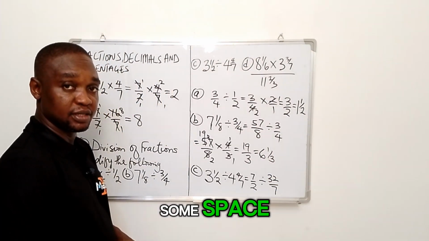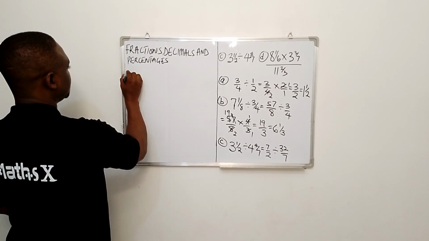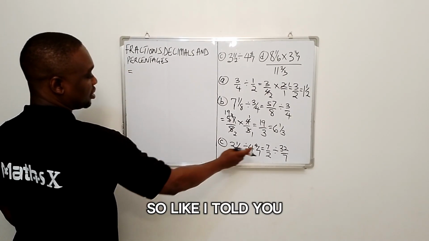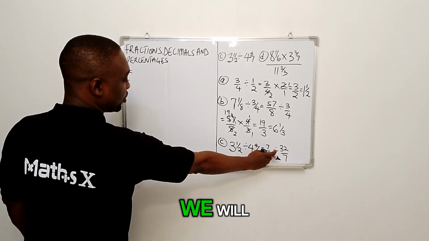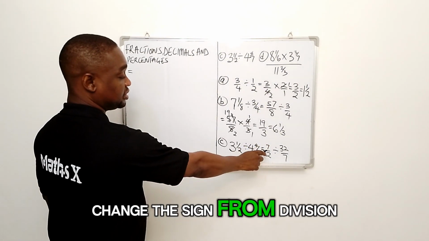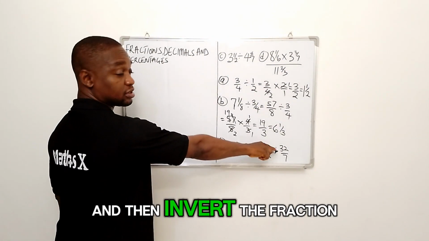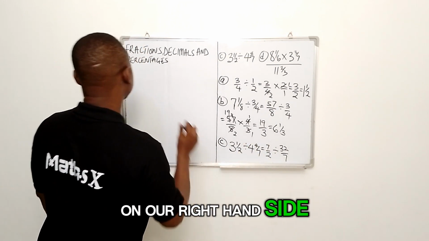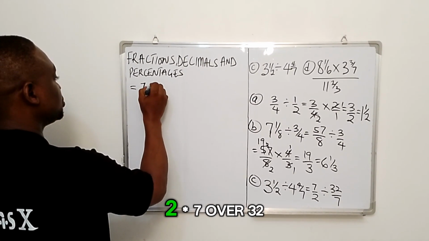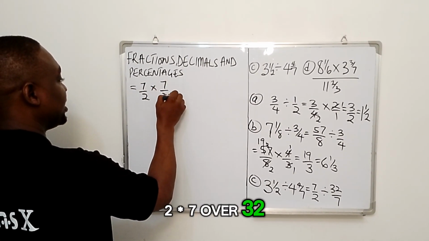We're going to need some space, my dear students and viewers. So, like I told you earlier, we will change the sign from division to multiplication and then invert the fraction on our right-hand side. So this is 7 over 2 times 7 over 32.